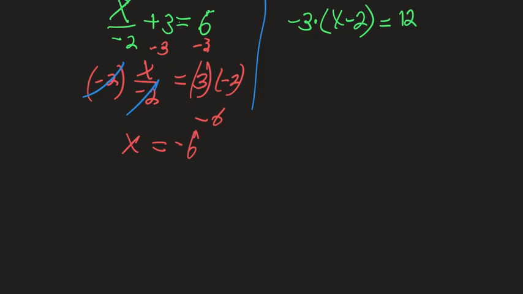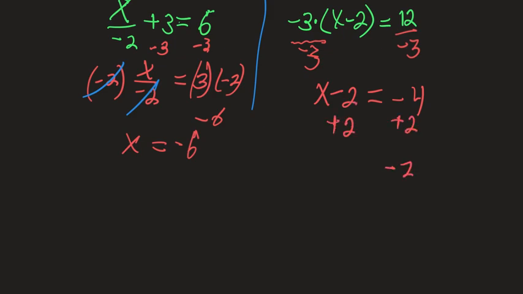On the other one, we have to realize that we want to get the parenthesis alone. We have two things multiplied here. If we divide by negative 3, divide by negative 3, it's negative 4, and we have x minus 2. Opposite of subtracting 2 is adding 2, plus 2 plus 2. That's negative 2 equals x. And we got our answer.